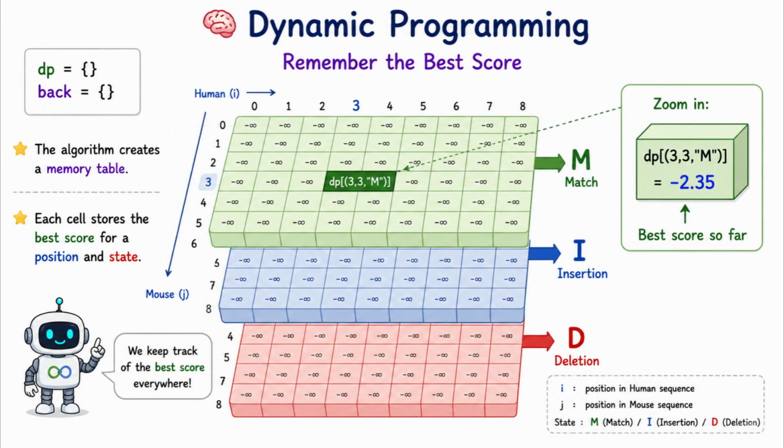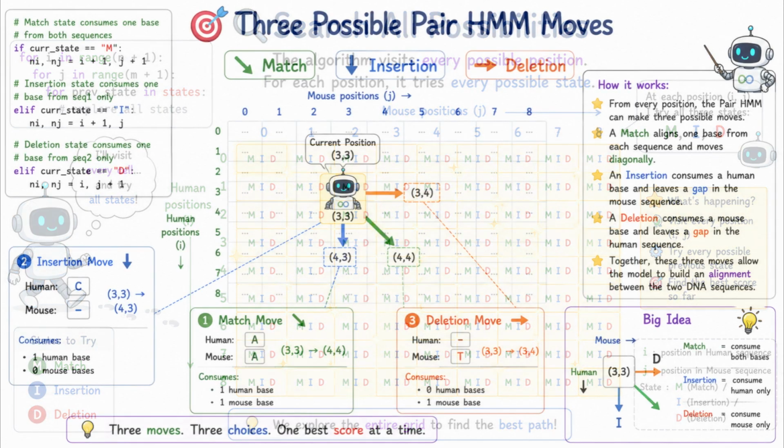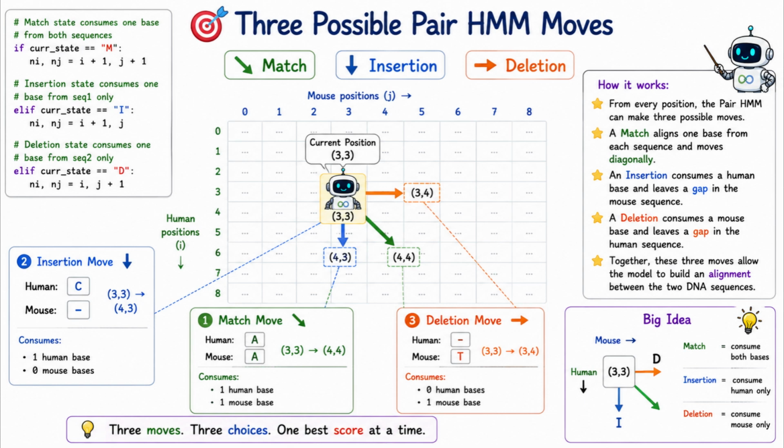The algorithm creates a memory table. Each cell stores the best score for a position and state. The algorithm visits every possible position. For each position, it tries every possible state. From every position, the pair HMM can make three possible moves.